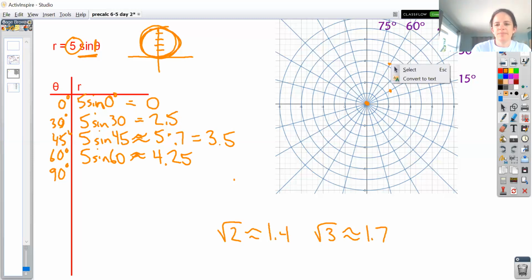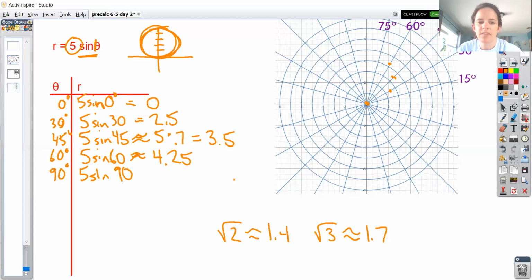I'll put that there. 15 and 75, while they're on our polar graph paper, are not unit circle values that I care about, so we're skipping those. And then when I get to 90, I get 5 times the sine of 90, but the sine of 90 degrees is 1, so that is 5 exactly. Once we have that, I don't really need to continue values on the other side, because I know the property of sine, that the values in quadrant 2 are going to mirror the values in quadrant 1. So because it's a sine graph, it's going to have y-axis symmetry.